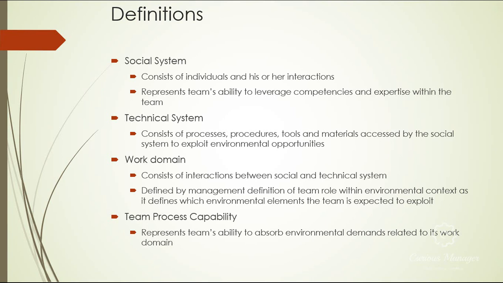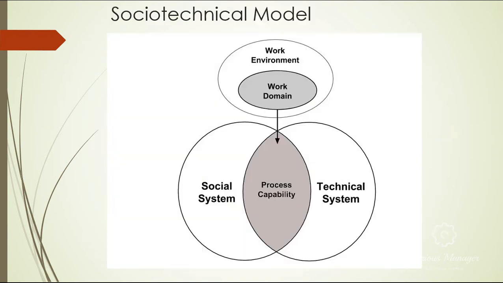So when we talk about the work domain, we're talking about a team's ability to perform towards a certain goal. And the work domain can be applied to an environment to determine what percentage of the environment that team has been designed to exploit. And this is what I'm talking about right here. When we look at this, we have the social system and the technical system, and they work together to provide a form of process capability. This is the team's ability to exploit the environmental factors that it is designed to exploit.